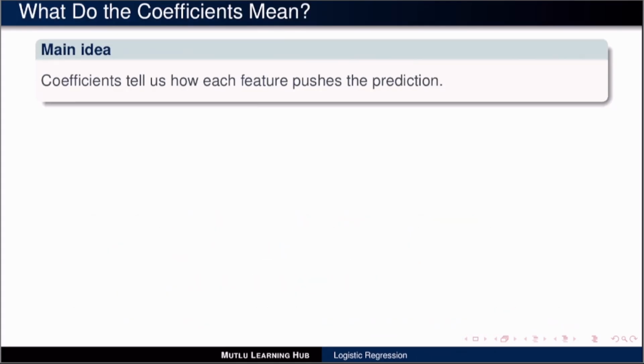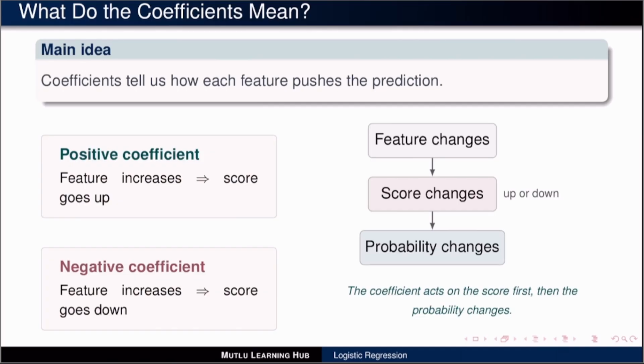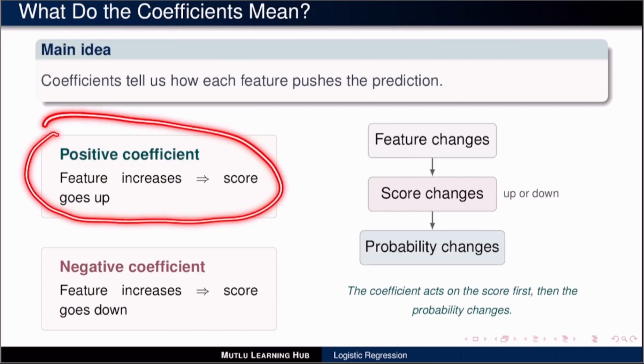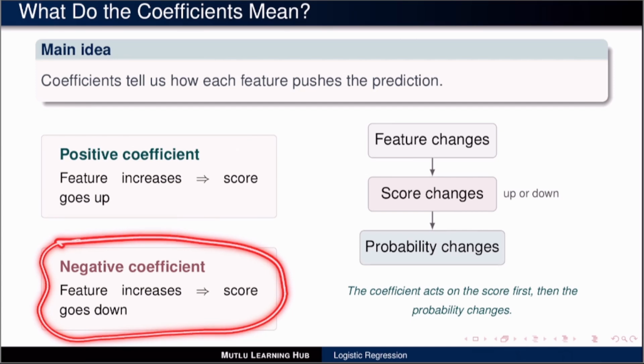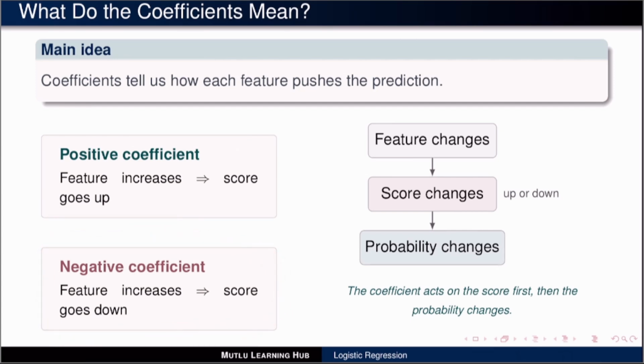What do the coefficients mean? They tell us how each feature affects the prediction. A positive coefficient pushes the score and probability up. A negative coefficient pushes it down, and the larger the magnitude, the stronger the effect. So, logistic regression is actually quite interpretable.